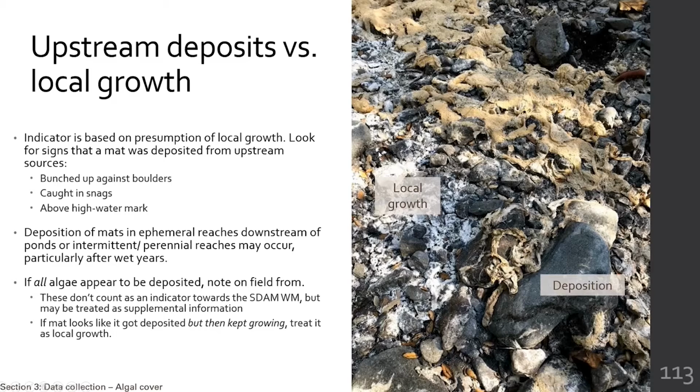When you're looking at algal mats, you want to make sure you're able to distinguish between local growth versus deposits of upstream algae. And the signs are usually pretty obvious when you see them. It's going to be snagged on a boulder or up in a tree branch. It'll be above the high water mark. So if you see algae that looks like it deposited and it hasn't subsequently started to grow locally, then you want to flag that as separate. But if you have local growth or you have a combination, then that's fine. Those are treated the same.